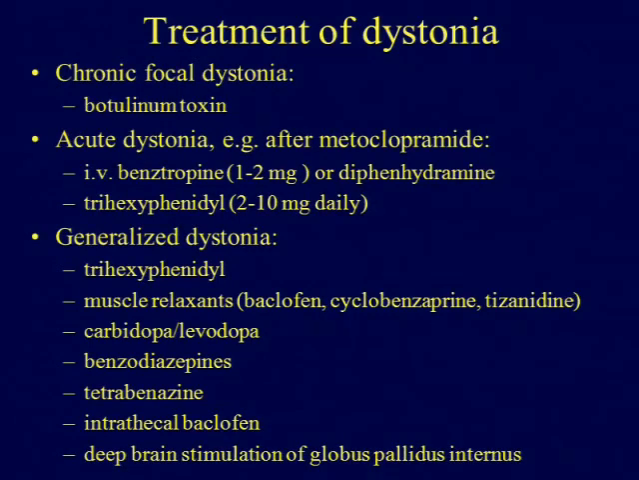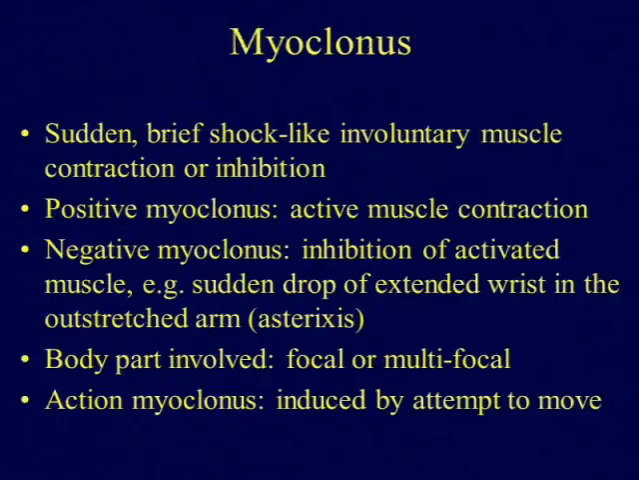We use benzodiazepines. Tetrabenazine, Xenazine, has been available to treat Huntington's chorea. That's the FDA-approved label for it, but people have used it for severe generalized dystonia. As a last resort, we use intrathecal baclofen or DBS of the internal pallidum for dystonia. Any questions on dystonia before I go on to other topics?